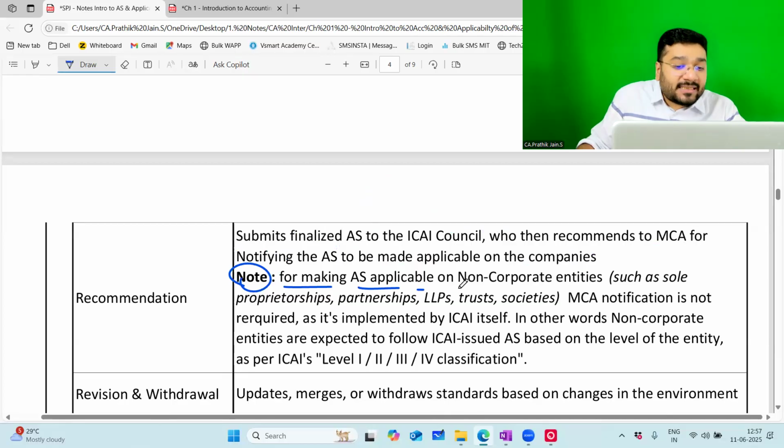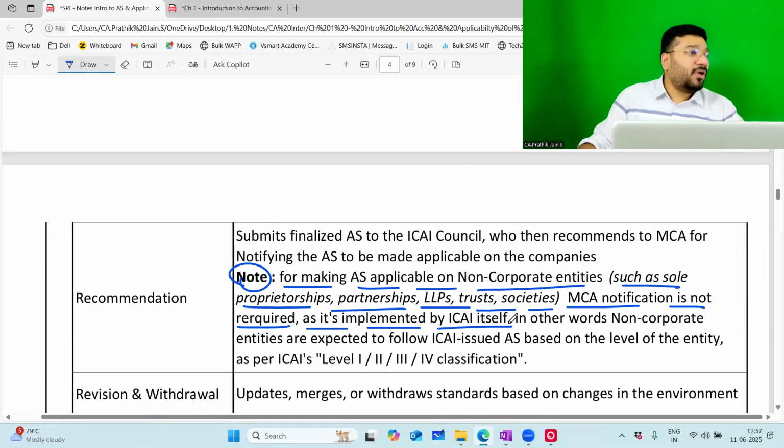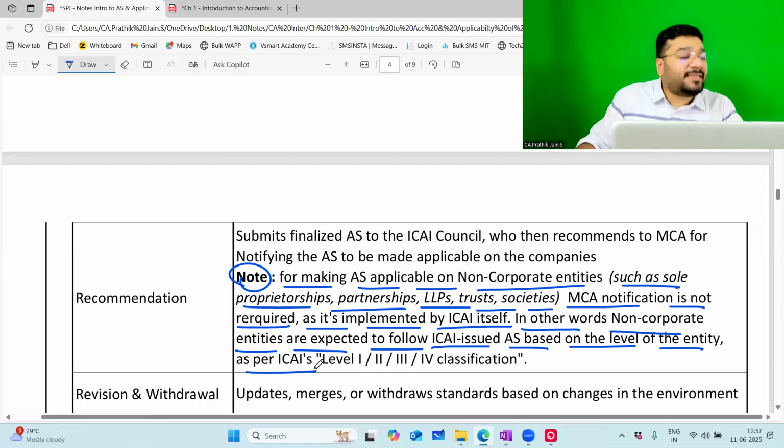Note, for making AS applicable on non-corporate entities such as sole proprietorship concern, partnership, LLP, trust, society, MCA notification is not required as it is implemented by ICAI itself. So let's suppose I'm a sole proprietorship concern or partnership concern. If I come under either level 1, level 2, level 3, or level 4 entity, I have to follow the accounting standards that ICAI has issued to me. I'm coming under the ICAI body. In other words, non-corporate entities are expected to follow ICAI issued AS based on the level of the entity as per ICAI level. So ICAI has given levels.